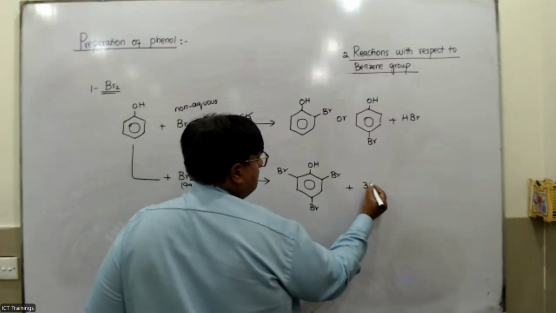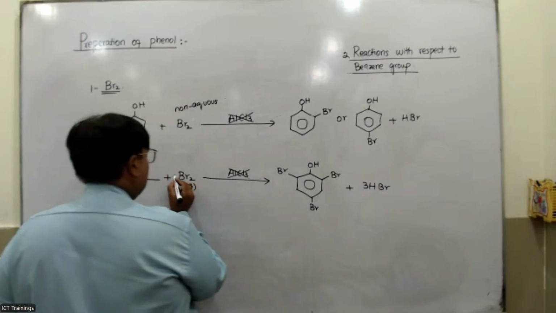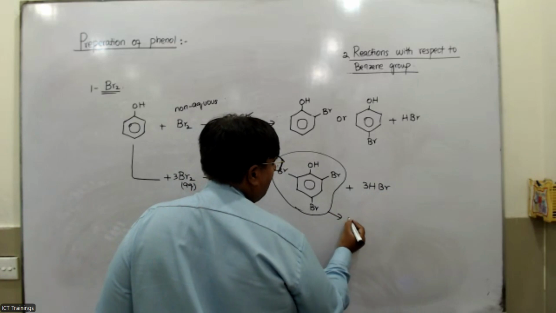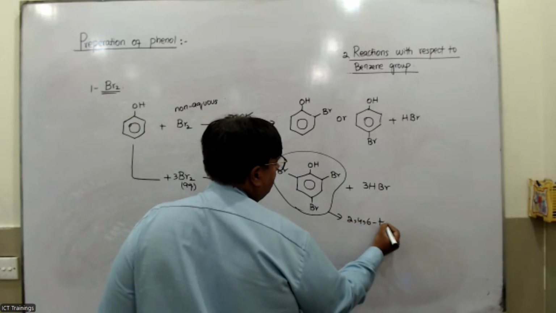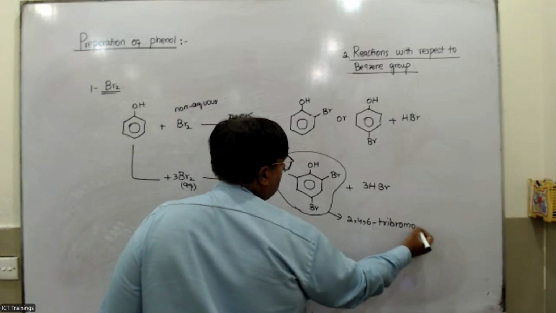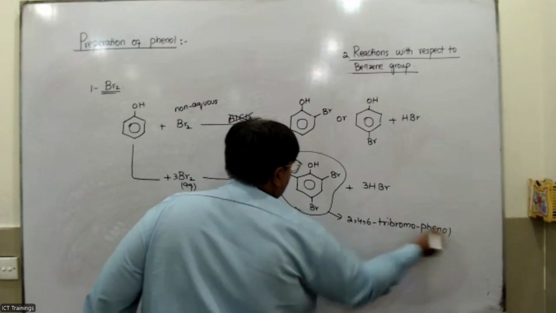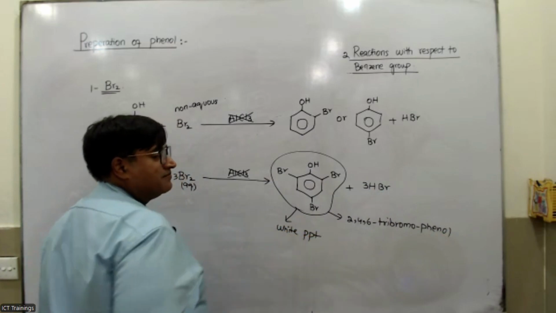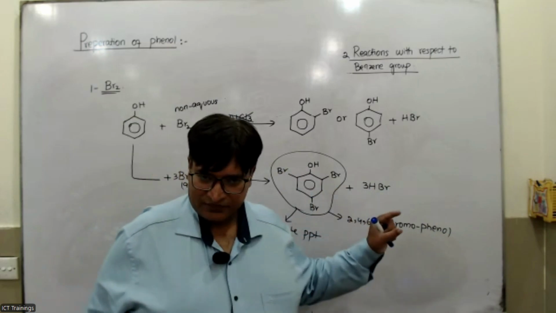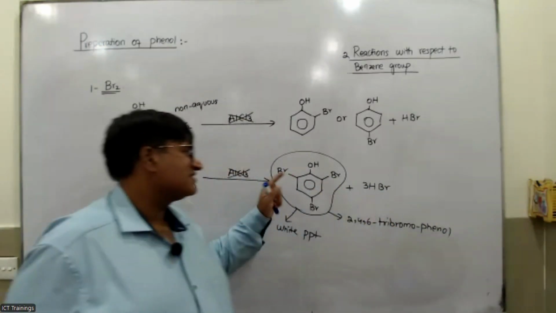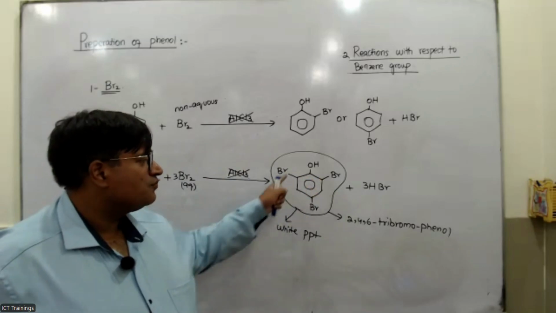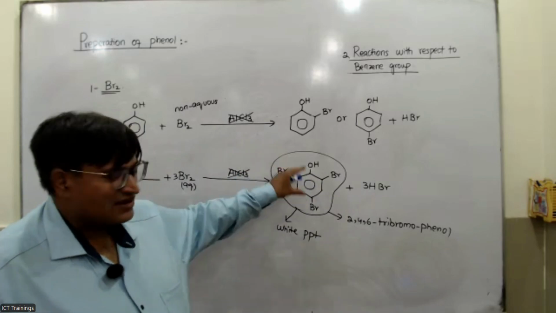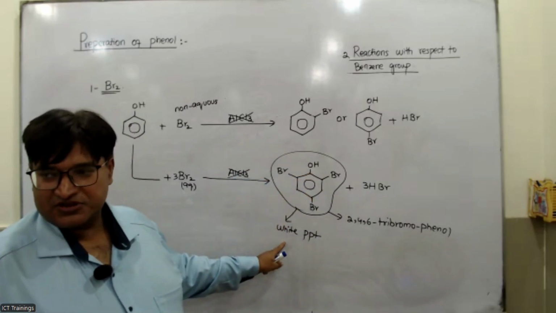6. And we got 3 HBr, and three molecules of bromine are used. And this whole thing, my dear, is called 2,4,6 tribromophenol. Okay, and this one is going to form the white precipitate. Always remember, if you got the bromine attached at either two positions of the benzene or three positions of the benzene, that whole product would form the white precipitate.